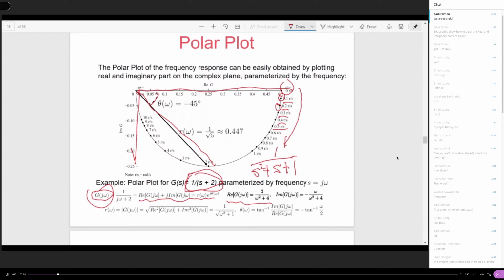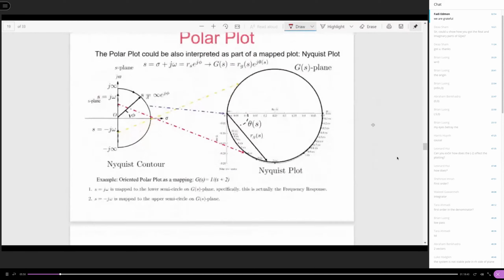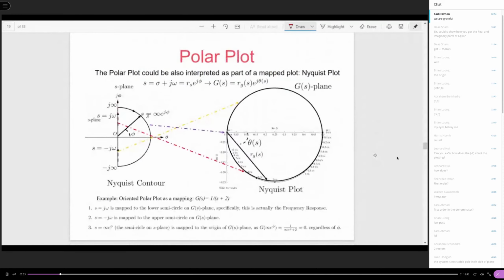I mean, this way you actually can find the value of omega if you have the plot. If you have the point, you can deduce the value of omega based on this formula. So that's the feature of the polar plot. But next I want to show you there is another way to draw this polar plot, and actually the other way is more useful for the control guys.